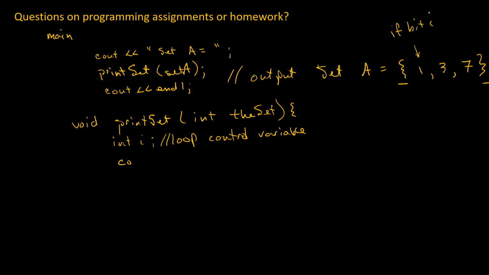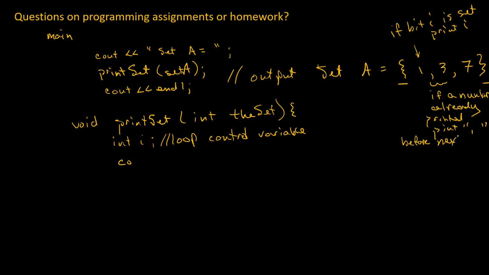if bit I is set, then what I'm going to do is print I. And then if a number has already been printed, then I want to print a comma space before I print the next one. Does that make sense?